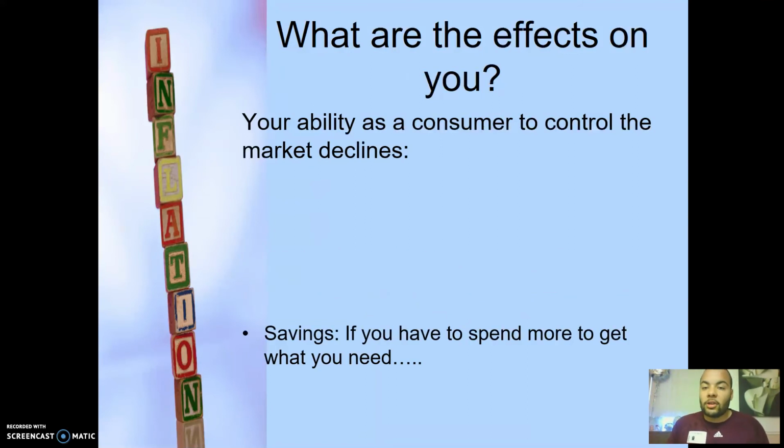Now in savings, if you want to spend more to get what you need, are you really going to save? Probably not, because you've got to purchase what you need. The value of the dollar went down.